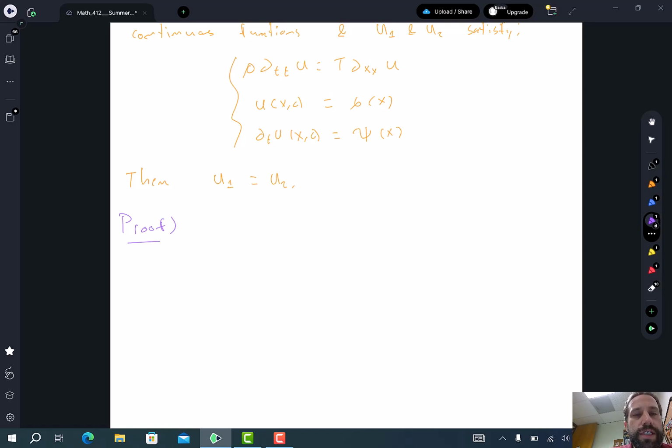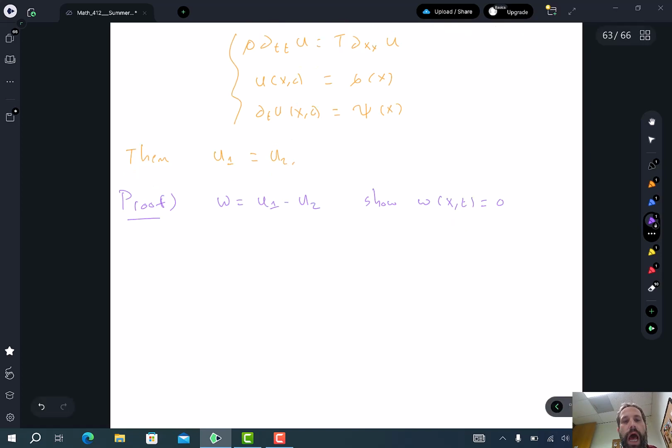Okay, so essentially what we're going to do, let me just back up. Let W equal U1 minus U2. Our plan is to show that W of x,t is equal to 0 for all values of x and all values of t. That would mean that U1 is equal to U2. So how are we going to do that?